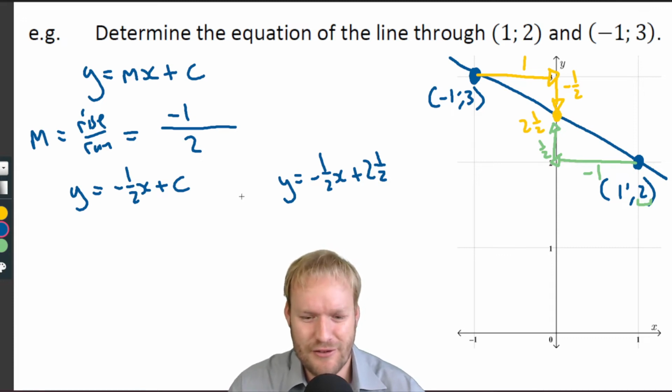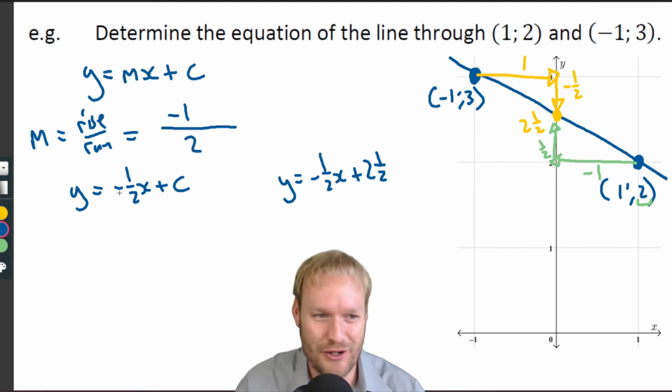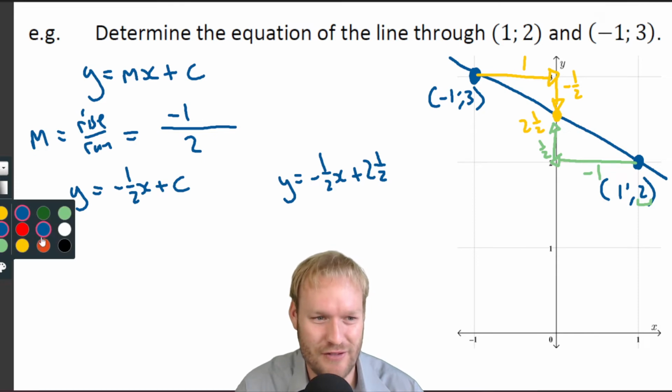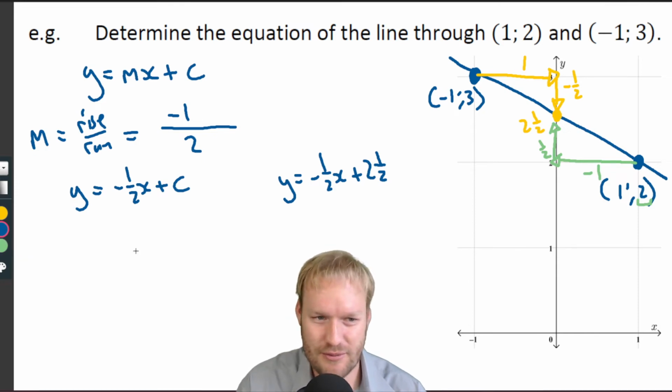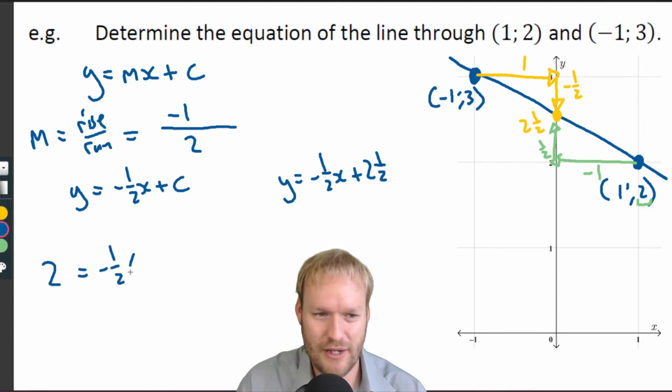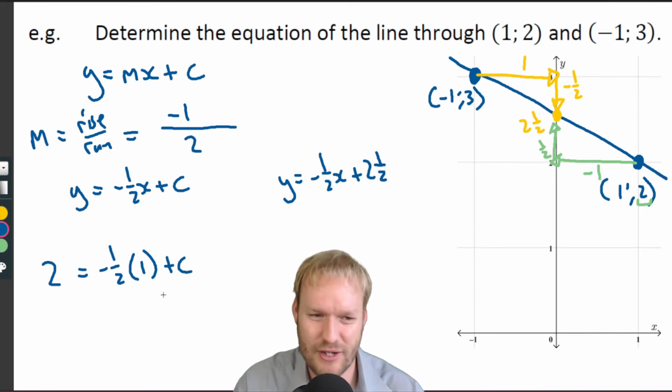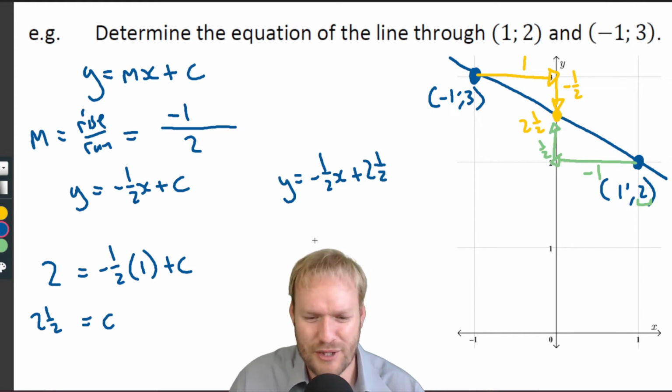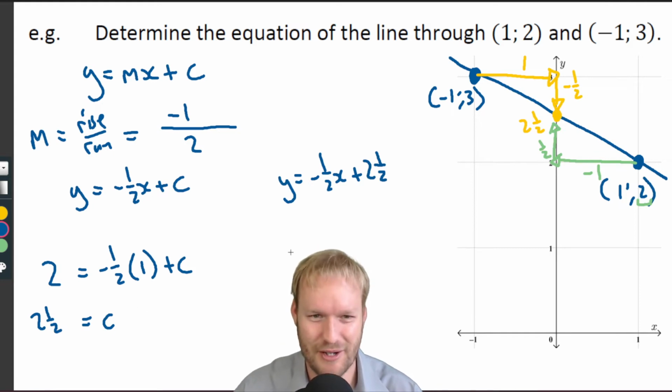Our default that's always going to work, though, is just substitute a value in. So we've got y equals minus a half x plus c. Let's substitute this second point, the positive. I think it's easier to use that. So the y value is 2 equals minus a half, 1 plus c. And now we've got a little equation to solve. If we add a half to both sides, we get 2.5. So it amounts to the same thing, but it's useful to have both in our back pocket.